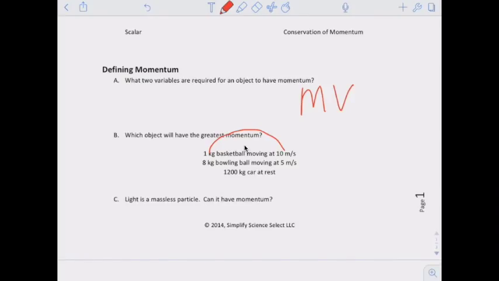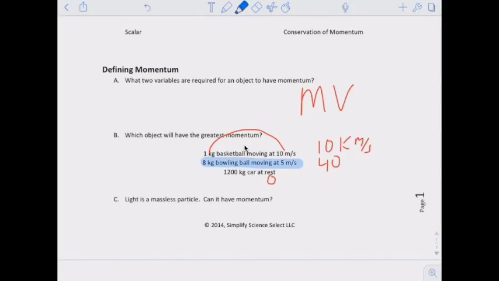So 1 times 10 would give us a momentum of 10 kilograms meters per second. A bowling ball, 8 times 5, would be 40. And then a 1200 kilogram car at rest. Well, it's at rest, so therefore its velocity is 0. So what has the greatest momentum? Well, that would be our bowling ball.